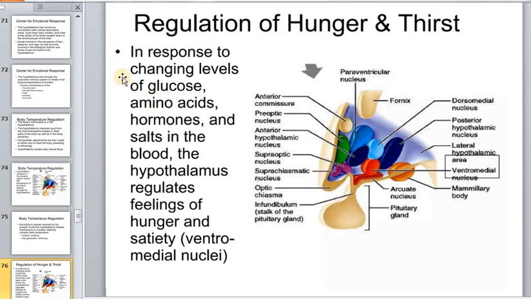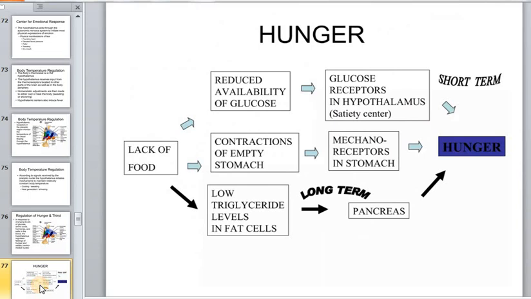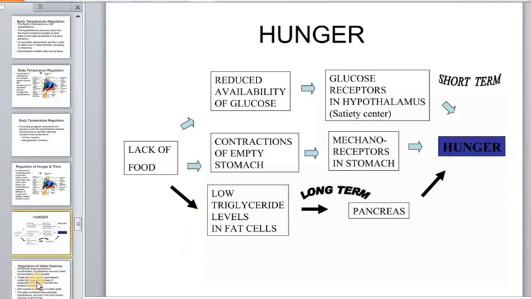In response to changing levels of glucose, amino acids, hormones, and even salts in the blood, the hypothalamus regulates feelings of hunger and satiety. The ventromedial nucleus controls this, it is the receptors inside of the brain. And hunger, you see, is just the lack of food, and they regulate the behavior. If animals want to eat, it is hunger, we feel the sense.